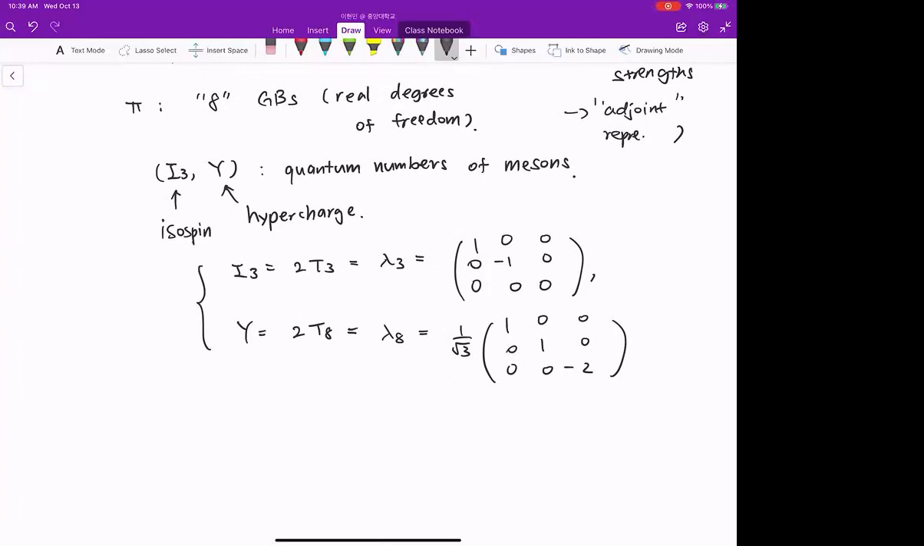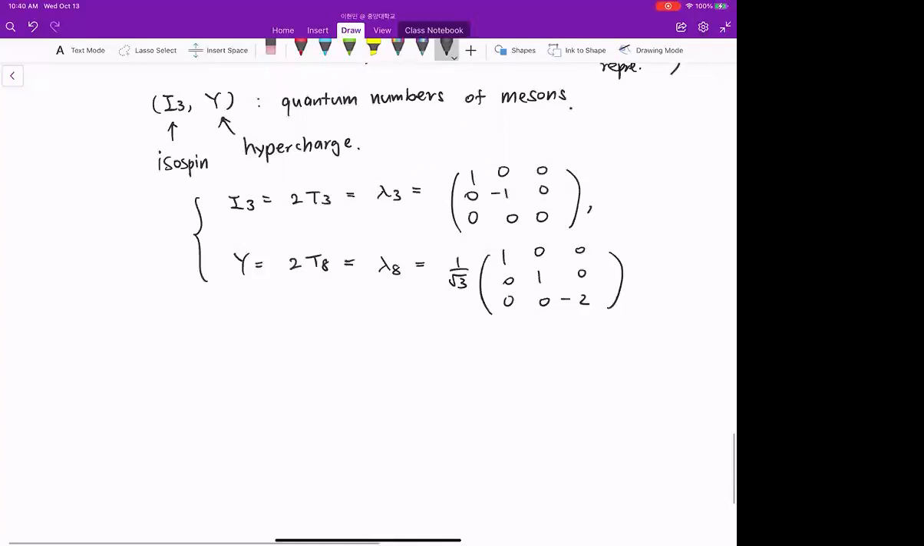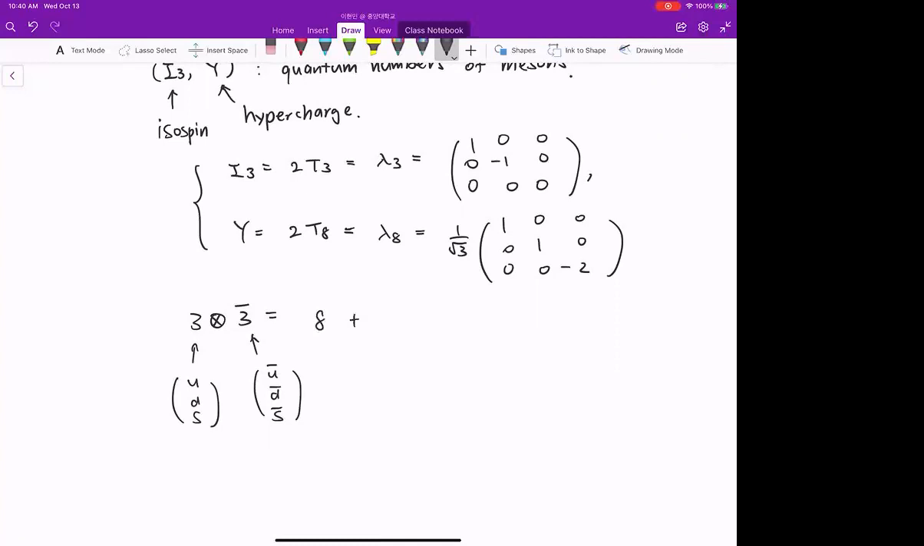You have seen already from the textbook how to decompose meson octet states. Basically, the meson octet is, in group theory, a direct product of the 3 and 3 bar. So 3 is U, D, S, and 3 bar is U bar, D bar, S bar. So 3 is a kind of multiplet composed of 3 states, U, D, S. Then this decomposes into these states. So we are referring to this 8, the meson octet.